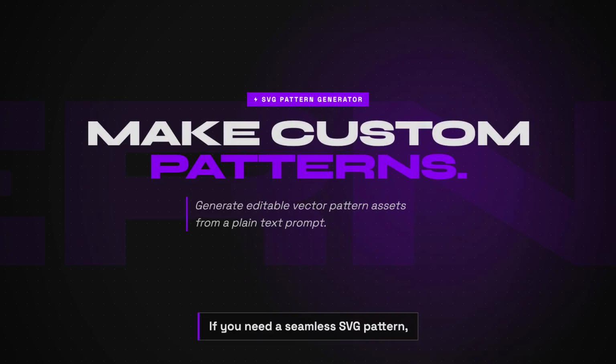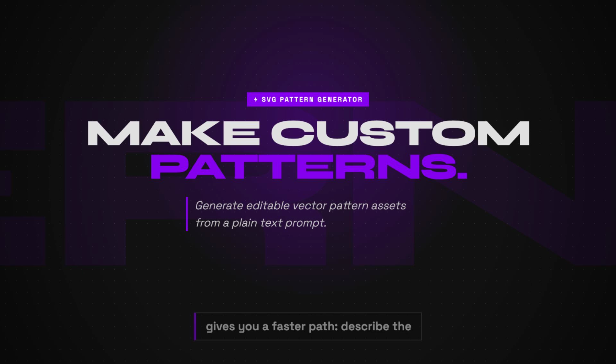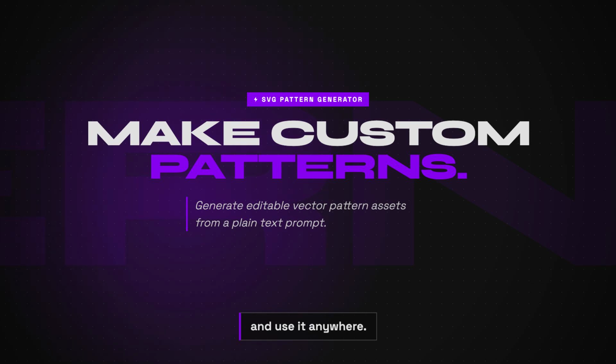If you need a seamless SVG pattern, the old way is weirdly painful. You either hunt through stock pattern libraries, wrestle with repeat tiles in a design app, or copy a background pattern that looks like every other SaaS site. SVG Genie gives you a faster path: describe the pattern you want, generate real vector artwork, and use it anywhere.